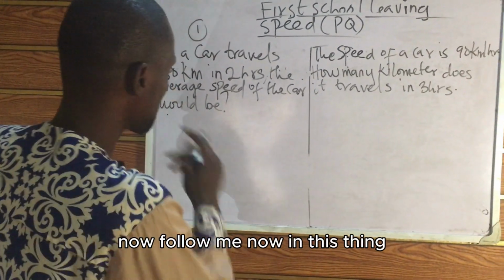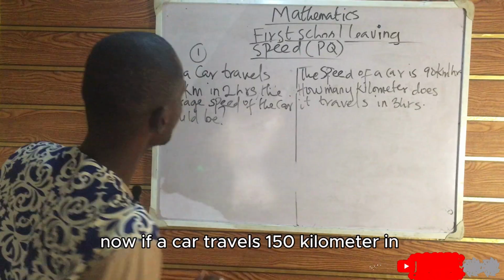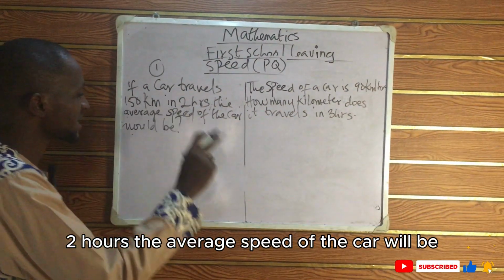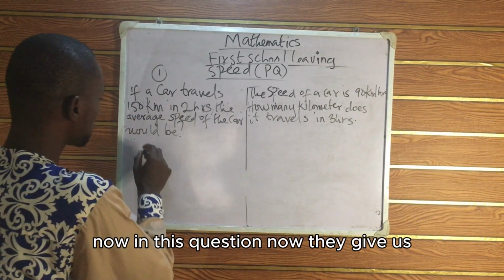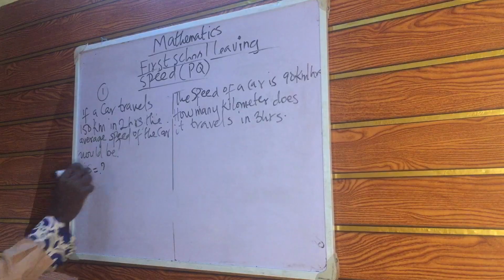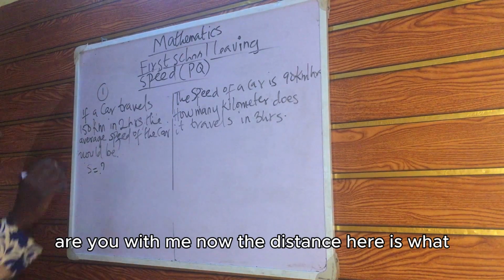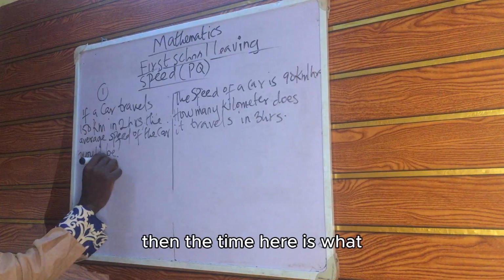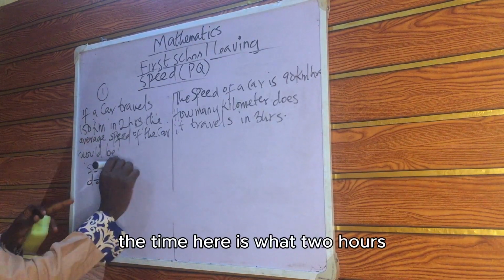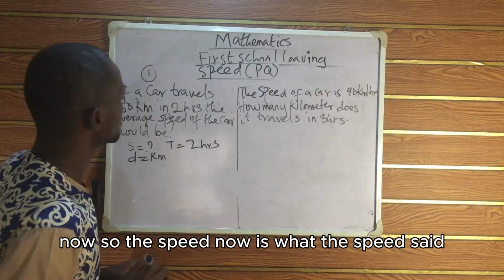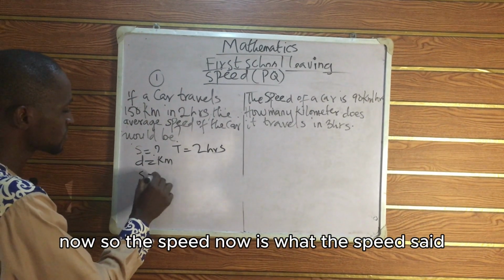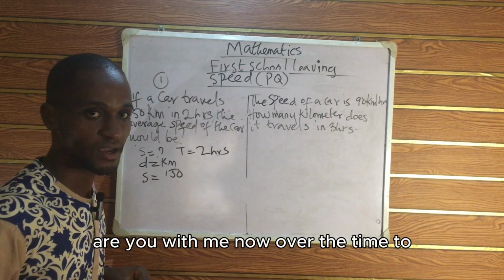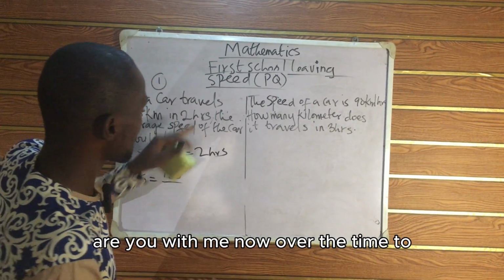Now, let me show you what it means. Follow me. If a car travels 150 kilometers in 2 hours, the average speed of the car will be... In this question, they say we should find the speed. Are you with me? The distance here is kilometer, as I said before. The time here is 2 hours. So the speed now is what? If a car travels 150 kilometers, so here is 150, over the time 2.